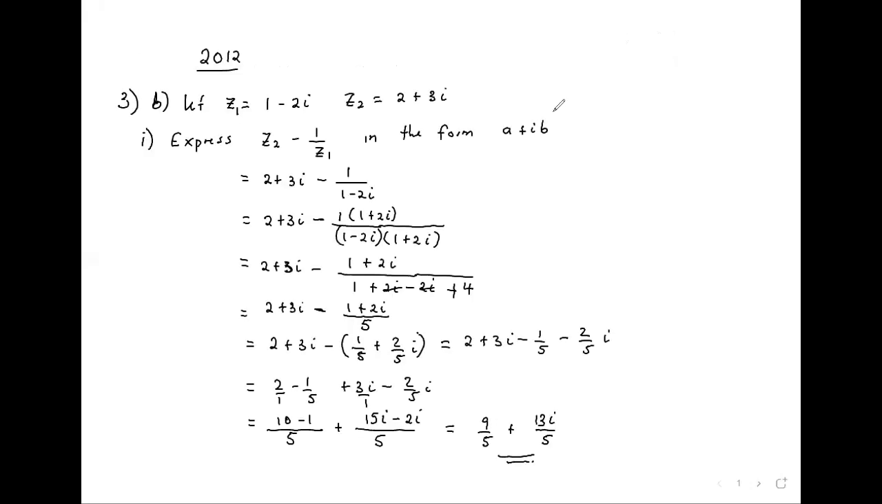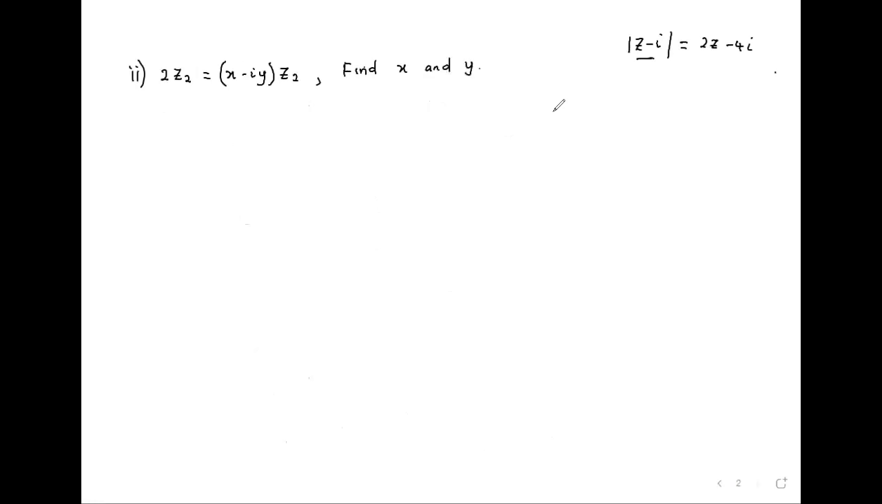So here, find x and y, given that z1 and z2 are here. So the best thing you do here is you divide by z2. This is too easy. This is equal to x plus iy, implying that x is equal to 2 and y is equal to 0. Yeah, done.